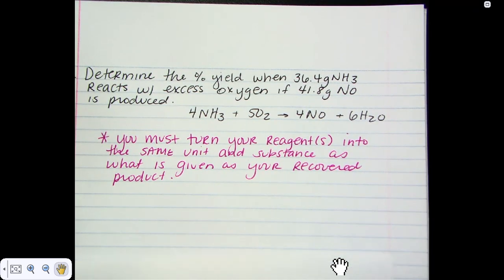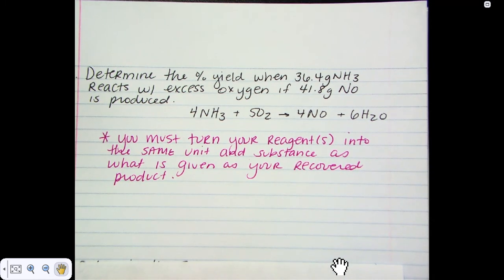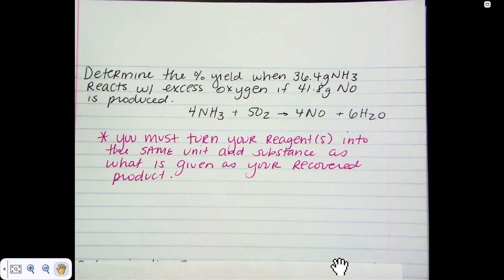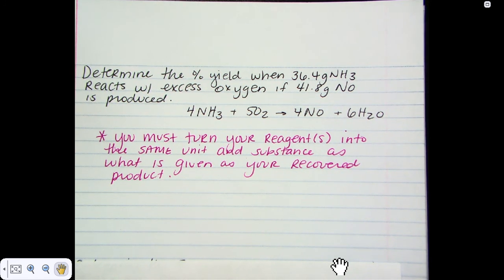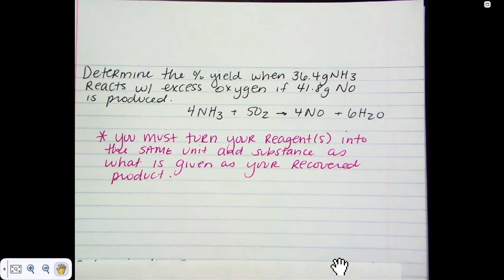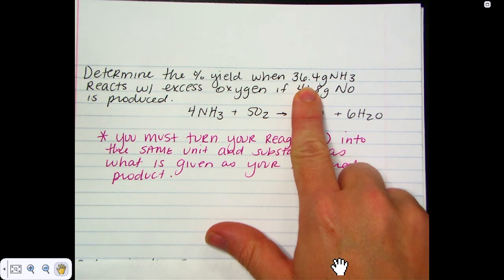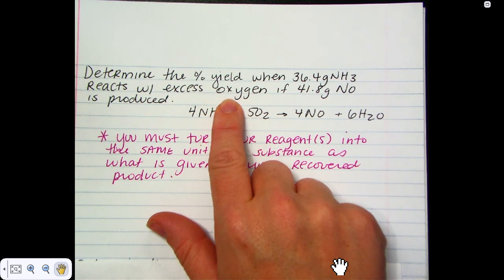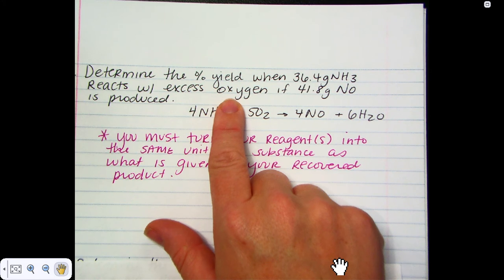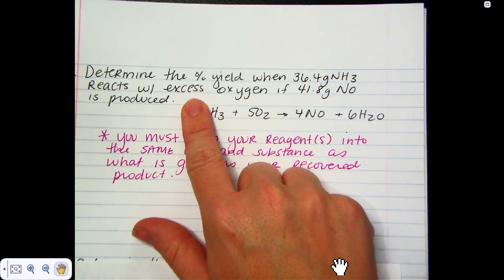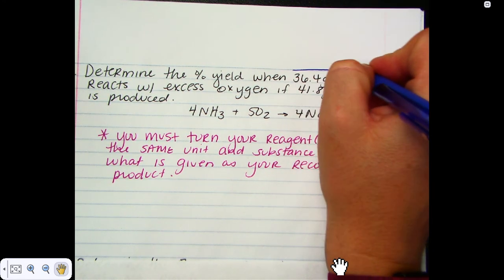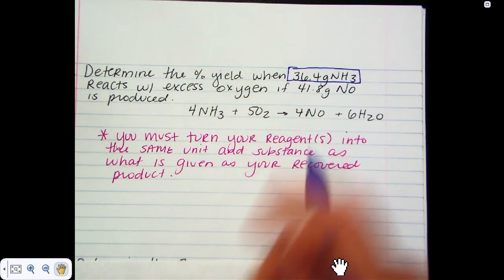So the first one: determine the percent yield when 36.4 grams of NH3 reacts with excess oxygen if 41.8 grams of NO is produced. So let's unpack what's going on here. My reactants are the NH3 and the oxygen. And this is telling me I have excess oxygen, which means I have plenty, and the actual numerical value doesn't matter because I have enough. It's also another way of saying that the NH3 is my limiting reactant. It's the one that I need to concern myself with. So that's my starting point.